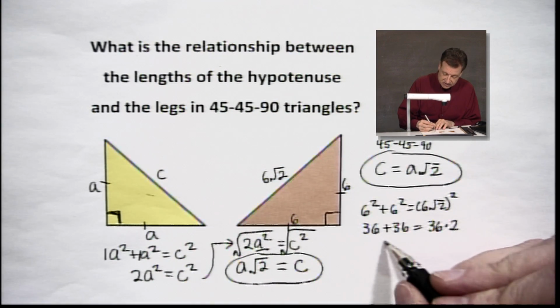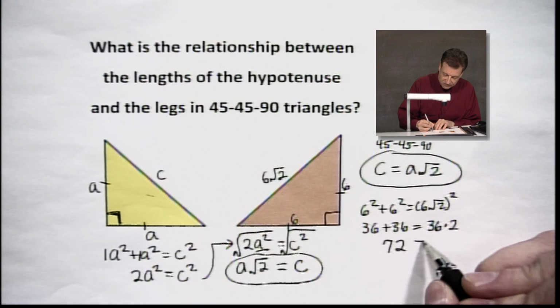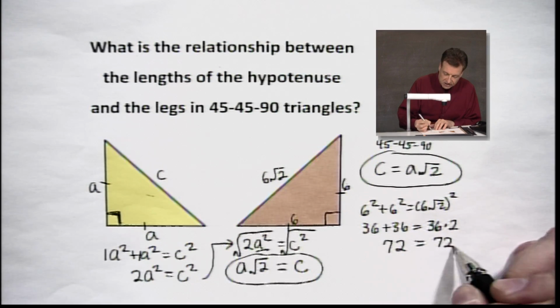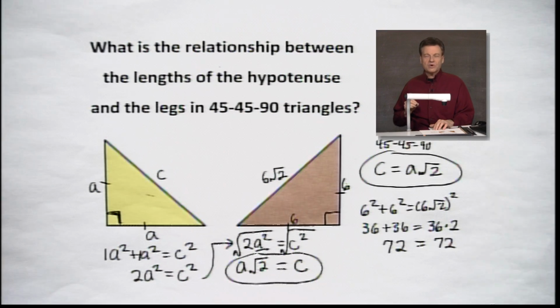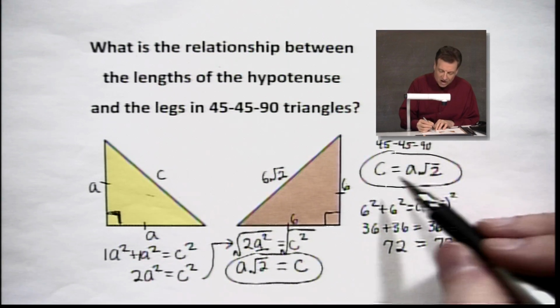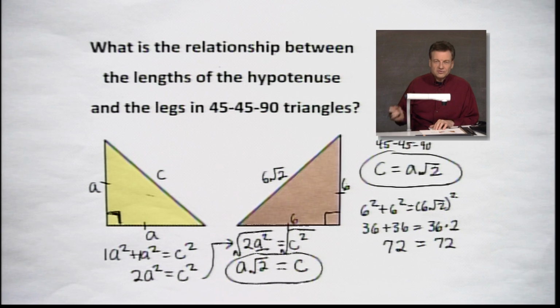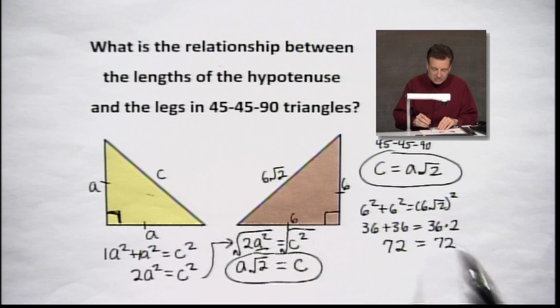So let's see what this gives us. I see 72 on the left. I see 72 on the right, so I know that works. The formula's going to work for us. Now, what we've got to do is just remember to use it. Rather than going through a squared plus a squared equals c squared every time, this is so much easier. Let's see how it works.